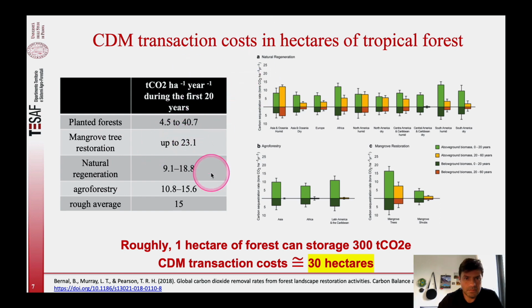Here, let's consider more or less how much 1 hectare of forest could absorb in terms of carbon, so we can have an idea about the transaction cost in terms of hectares. So I'm bringing some data. This paper is very nice if you want to have an idea about the amount of carbon different types of vegetation could store. I do recommend to have a look at this paper.